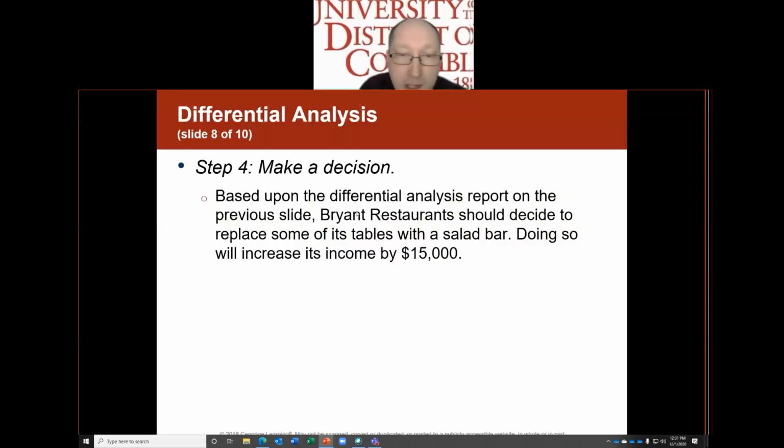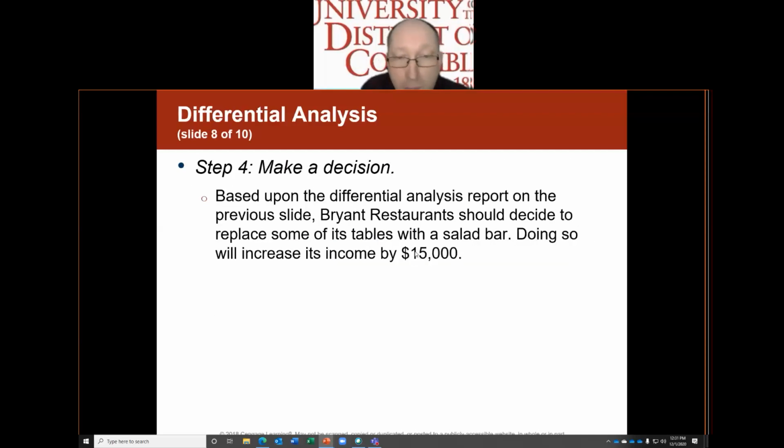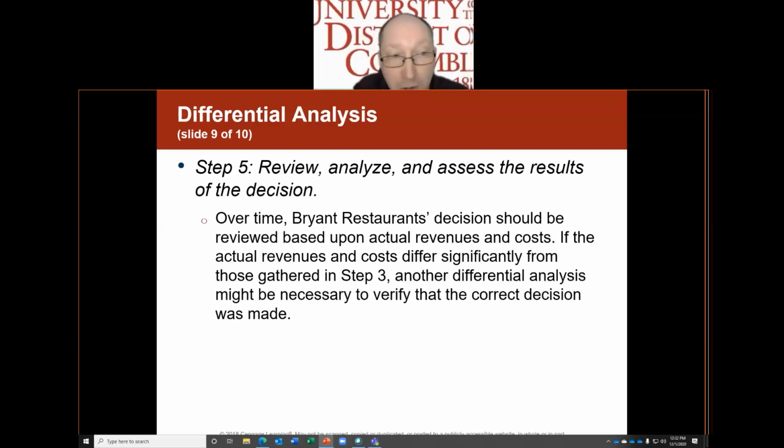Step 4 is to make a decision. Based off of the differential analysis, we identified that by putting in the salad bar, we could potentially increase our income by 15,000. So that's step 4, make a decision. So it looks like our decision is go with the salad bar. It's going to yield us an additional 15,000. Because remember, based off of step 1 is how can I maximize my income, right? So because of that, the clear choice here is alternative 2, which is install the salad bar.